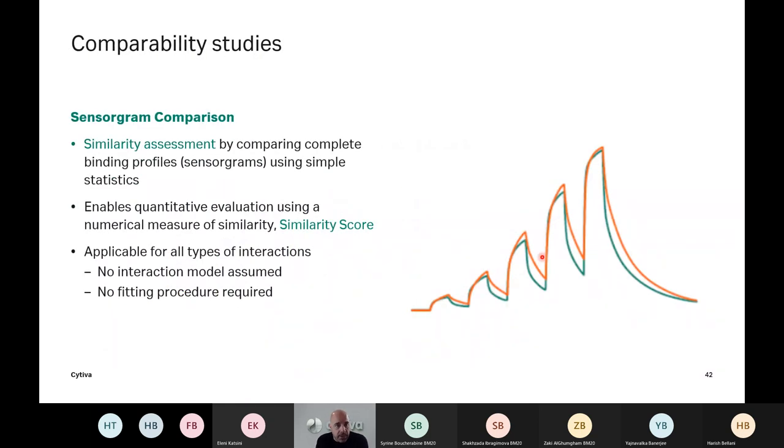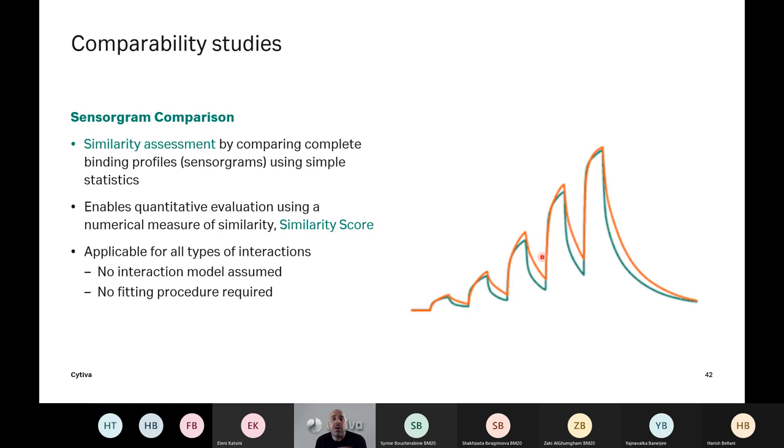I have mentioned also that we can do comparability studies. That means that we can compare different molecules in terms of binding to a target molecule, and this is particularly useful when we have complex interactions. With simple interactions, we can compare the affinity value, for example the KD, or we can compare the on rate and the off rate. But many times we are dealing with very complex interactions for which we don't have a model to fit the sensorgrams that we have. So if we don't have a model that we can use to fit the sensorgrams, then we won't have reliable kinetic parameters or reliable affinity.